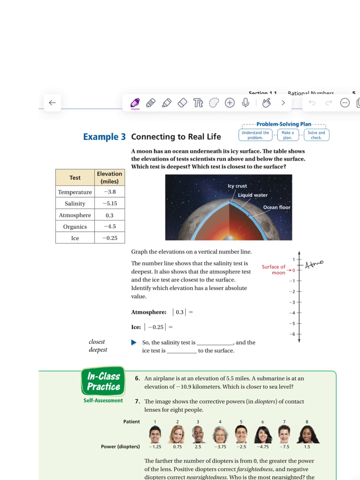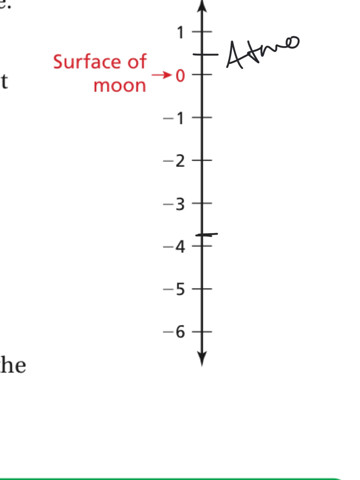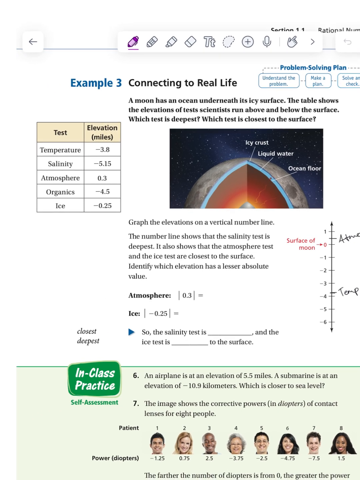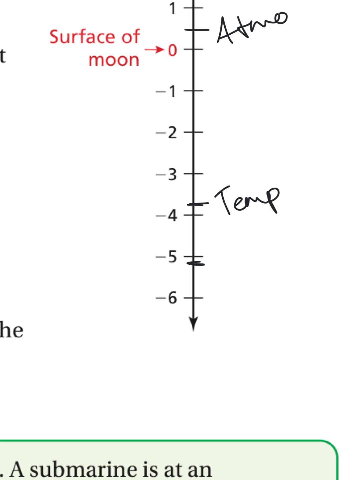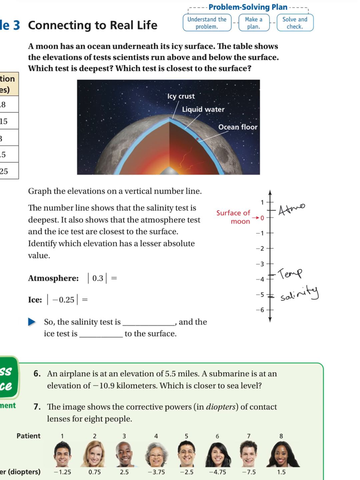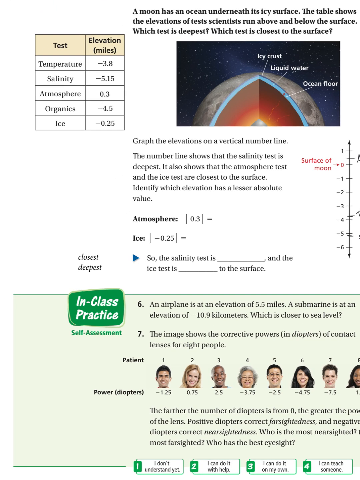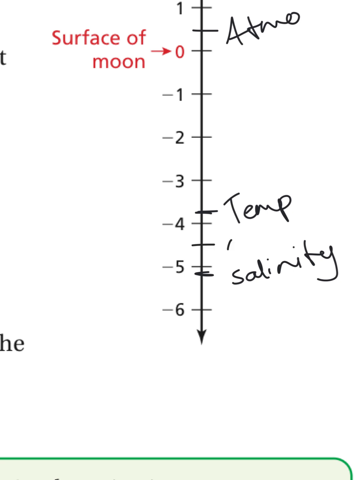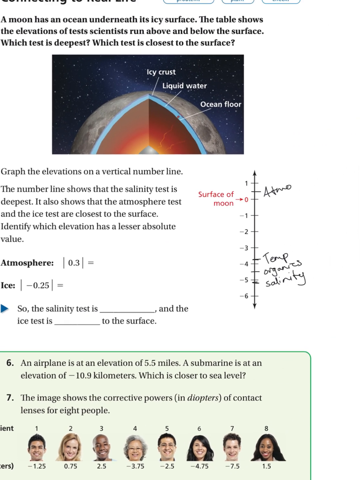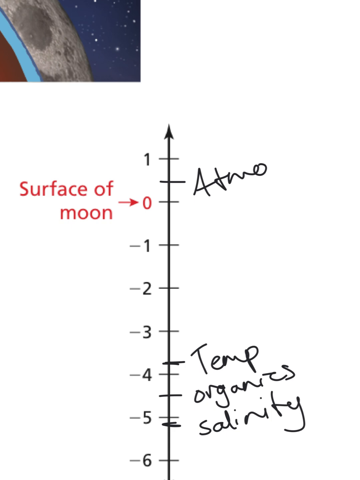Let's see, temperature is negative 3.8. So that's going to be like here-ish. We'll say temp. Salinity is negative 5, just under negative 5. So we'll say that's right here. Salinity. Organics is negative 4.5. So it's going to be right between negative 4 and negative 5. Organics. And then the last one, ice, is at negative 0.25 or negative 1/4. So that should be right here.